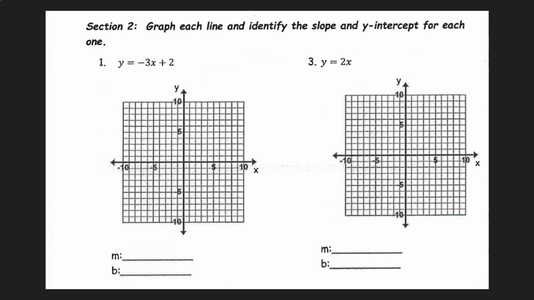All right, let's graph. You have to graph and indicate the slope and the y-intercept. So here's your slope right here. That's your m, negative 3, and your y-intercept is your b, which is 2. So 2 is your starting point, and I'm going to go down 3 over 1. Now I'm going to go up 3, left 1. Let's draw this line.